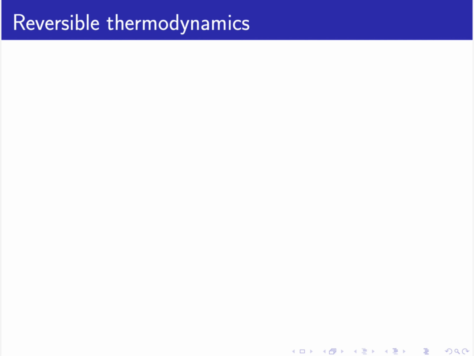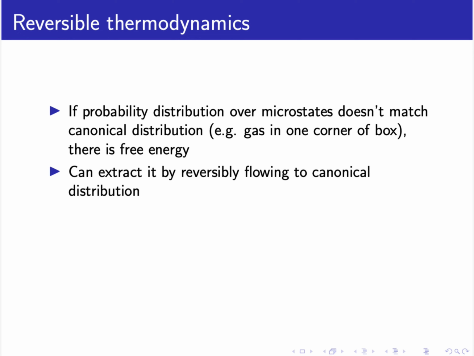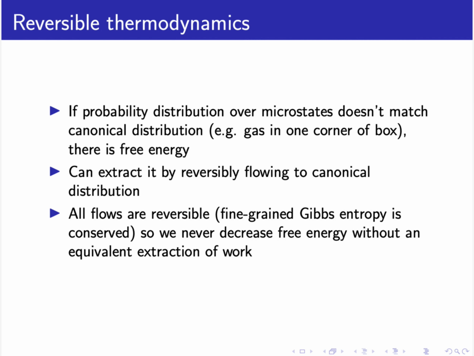And finally, in reversible thermodynamics, if the probability distribution over microstates doesn't match the canonical distribution, in other words, if the distribution is anything other than the canonical distribution, could be in one corner of the box, but it could be something much more complicated, then there's free energy. I get the free energy by reversibly flowing to the canonical distribution. But in reversible thermodynamics, where there's no coarse-graining operation at all, and I have all the control operations, everything's reversible. If I can perform a control operation, I can perform its inverse. So in reversible thermodynamics, you never waste free energy. If you did a transformation that didn't get all the free energy out, all the free energy you didn't get out is still there waiting for you to get it out later. That's the sense of it being reversible.